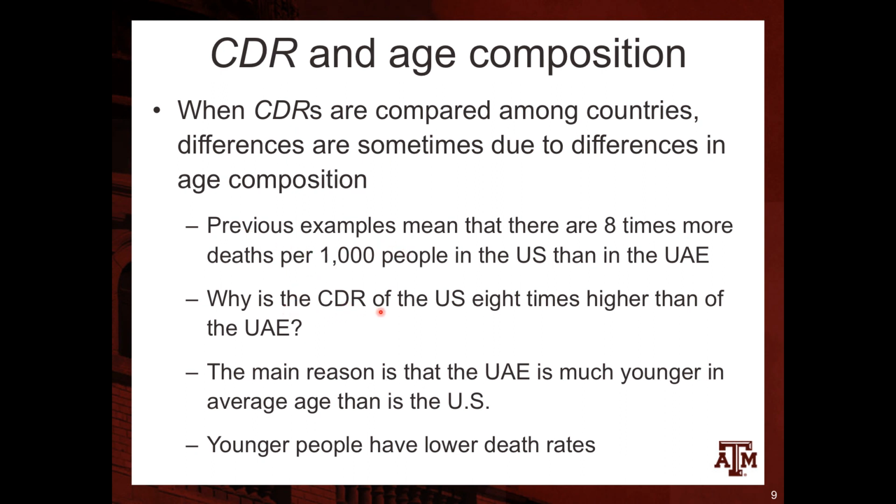So why is the crude death rate of the US 8 times higher than the crude death rate in the UAE? The main reason is that the United Arab Emirates is much younger in average age than the US. So we have a much higher proportion of younger people in the United Arab Emirates than in the US. The US population is much older compared to the UAE. And younger people have lower death rates, they have lower chances of dying. So the CDR in the UAE is smaller than the CDR in the US.